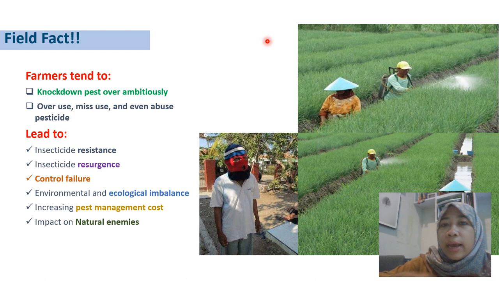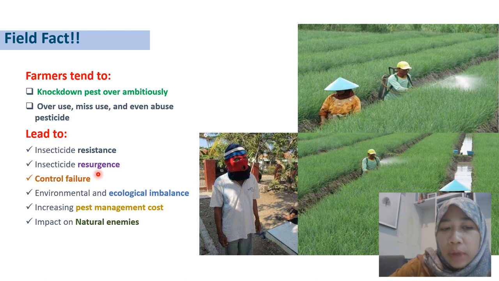In the next slide, we will see the graph. There is an economic threshold. Economic threshold is a threshold at which we can use synthetic pesticide. In a resurgence, if we use synthetic pesticide, the population would decrease. And after that, the population of the pest itself will increase over time.